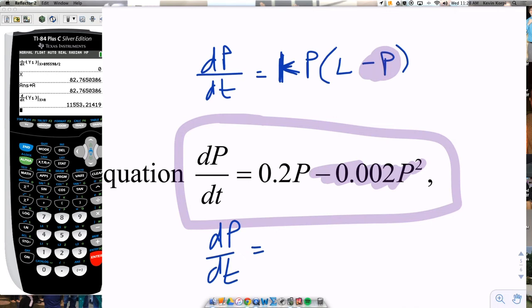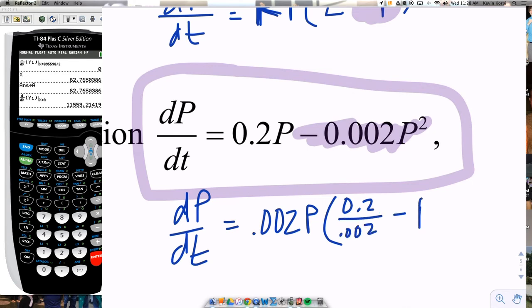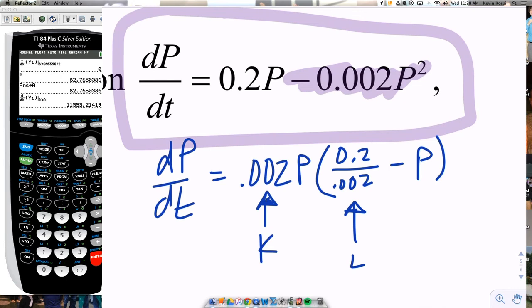0.002p, right? So if you factor out a 0.002p, you're left with, when you divide out, 0.2. The p divides out from the first term, so it's gone. But you're left with 0.2 over 0.002 minus p. And so from there, this looks like your k value, and this looks like your L value.